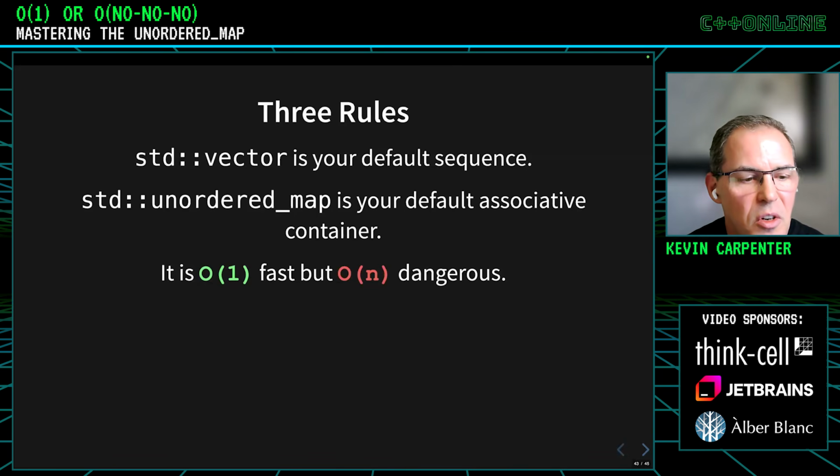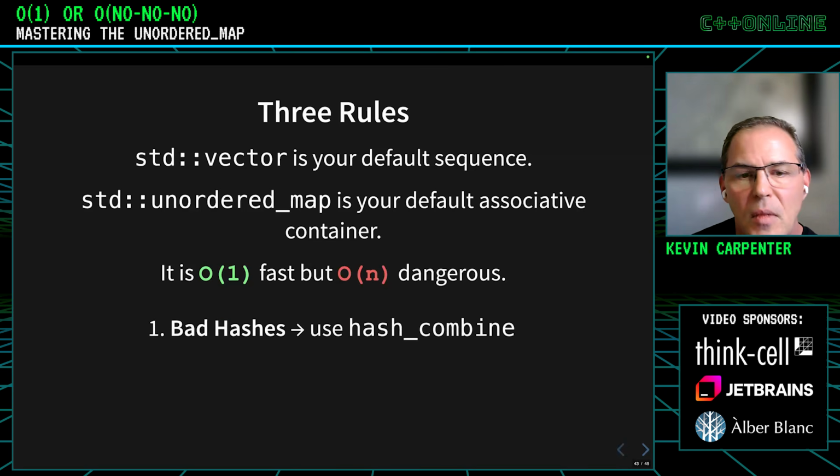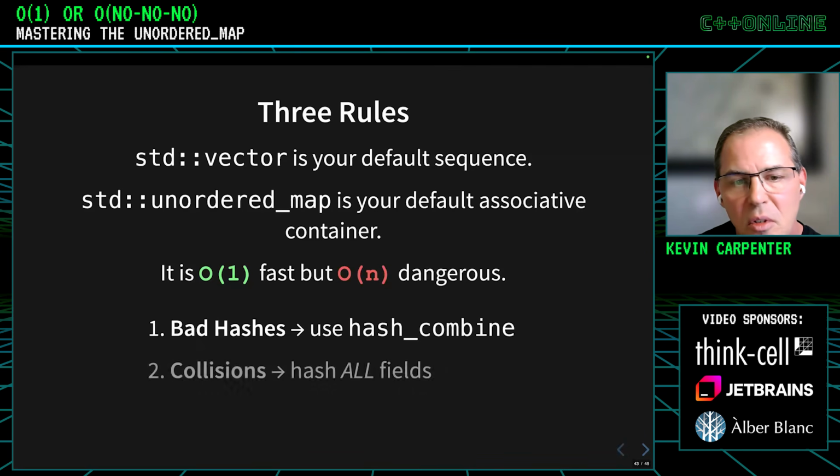If you know that you're creating a good hash, then you're going to be able to help avoid collisions. And if you start to understand what your data set is, then you can do your sizing so that you don't have to worry about doing the rehashes. So for bad hashes, make sure to use hash combine as we showed in the code there. That's a pretty easy copy and paste, a C++17, easy pattern to use. So for collisions, hash all your fields.